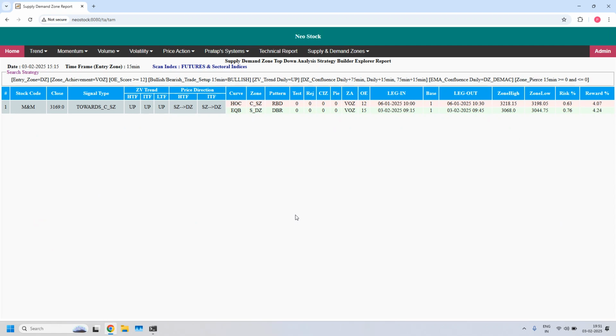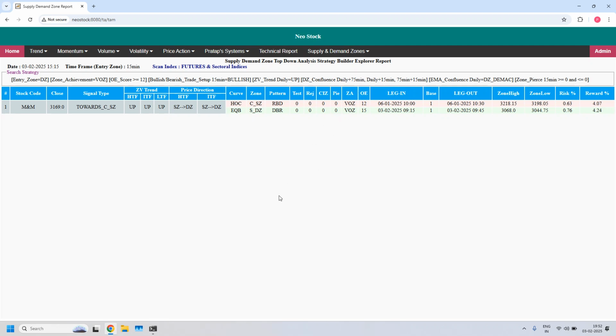Okay, this is about bullish trade setup, daily income trade. Next, bullish trade setup, daily income trade with the LTF, ITF, HTF zone confluence. Yeah, this is a LTF, ITF and HTF confluence.